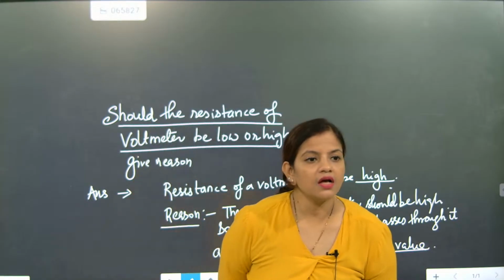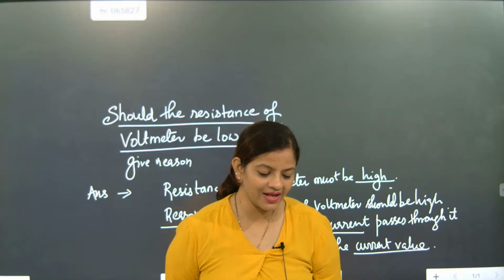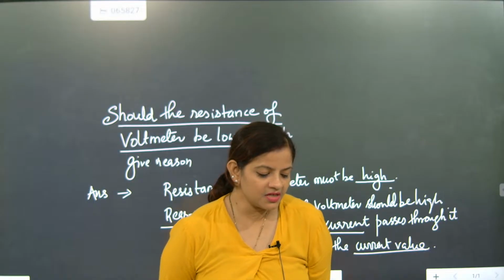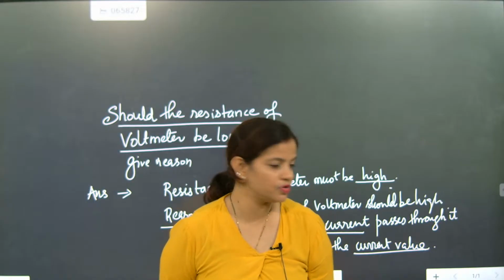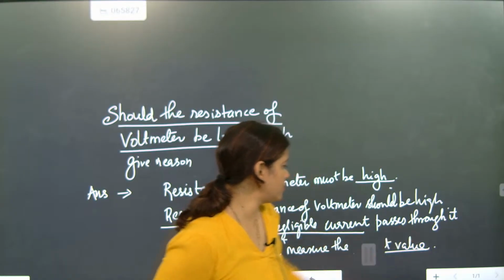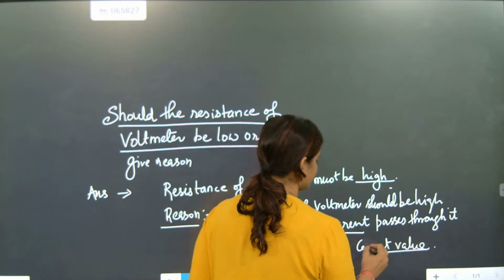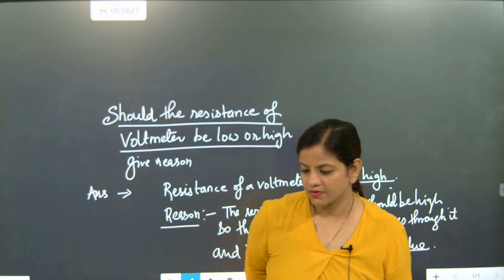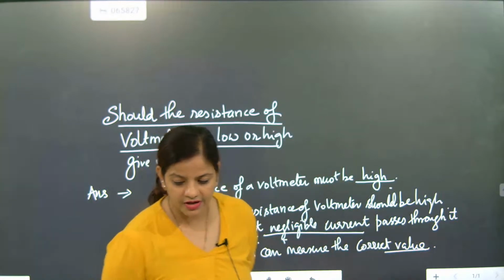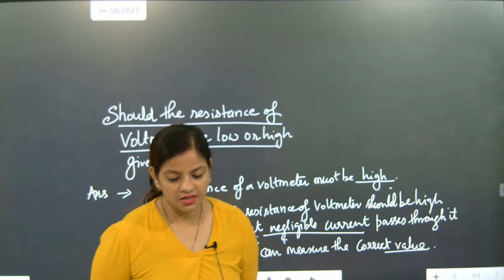Understand? So that we can understand that now it can measure the correct value. It can measure the correct value of potential difference. Understood? Potential difference, correct value. Thank you so much for rectifying it.